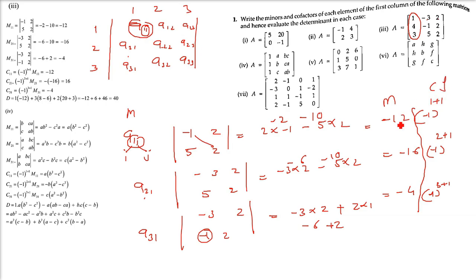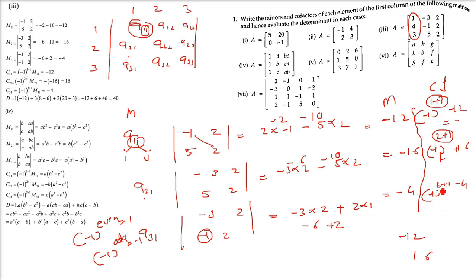Why? Because the cofactor is about multiplying the minor with the sign. The sign is -1 to the power 1 plus 1. -1 to the power even will always be 1, and -1 to the power odd will always be -1. -1 to the power 1 plus 1, that is 2, is 1. So -12 will come. That is the cofactor. Now -1 to the power 2 plus 1, that is 3, an odd number, so it is going to be negative. So negative times negative, it will be positive 16. -1 to the power 3 plus 1, -1 to the power 4, so it will be 1 only. 1 into -4 is -4. So these are the cofactors.